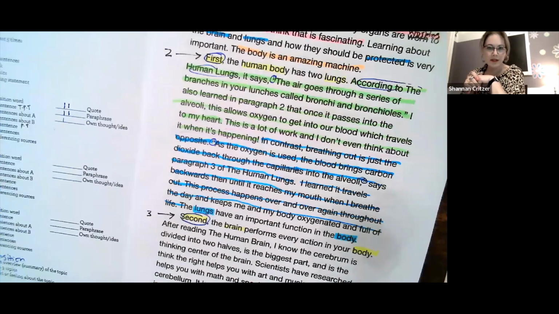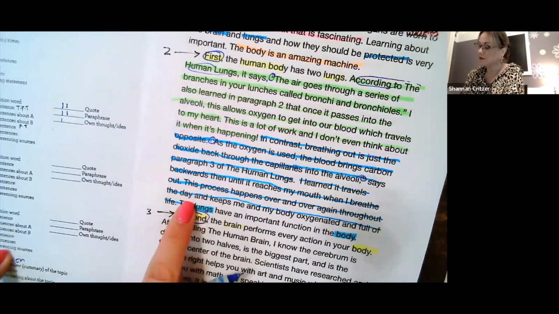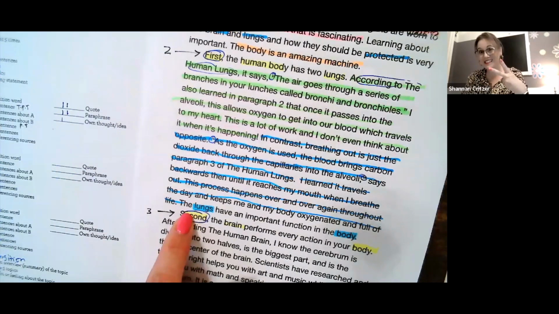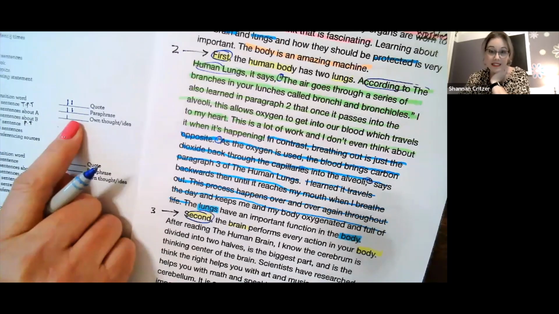And that was the part that was 2 or 3 sentences explaining that. And that we didn't even think about it. This process happens over and over again throughout the day and keeps my body oxygenated and full of life. Yep. That's actually 2 sentences that we paraphrased. So I did not give another thought or idea in that sentence. So I'm just going to leave it just like that.